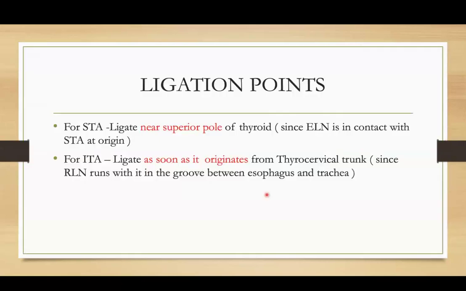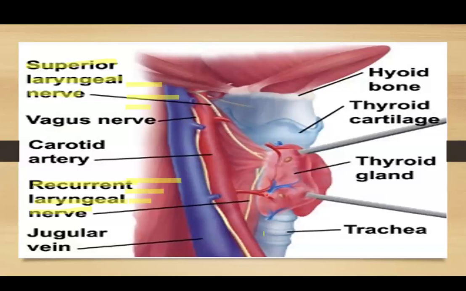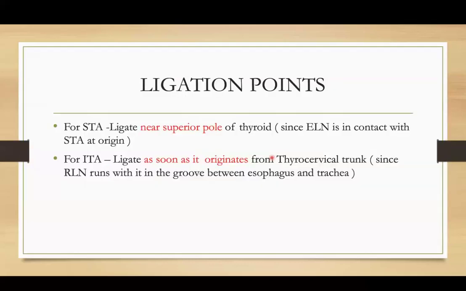And so a very important thing is ligation points. For the superior thyroid artery in a surgery, where we're ligating it, we should ligate it near the superior pole of the thyroid. The reason for this is because the external laryngeal nerve, or the superior laryngeal nerve, is in contact with the superior thyroid artery at origin. So right as it originates, that's when they cross over, right? Like they cross over here. So we would let this run until we reach the superior pole, okay, and then we would ligate it. So not at origin.